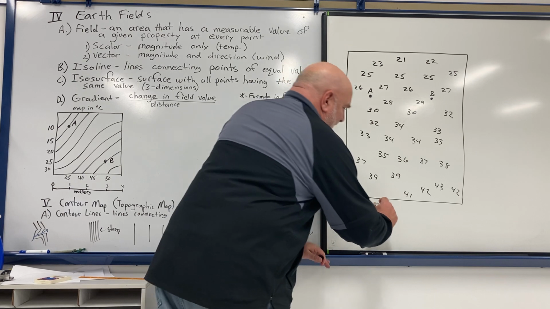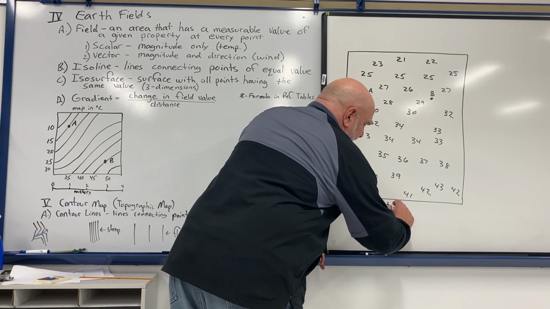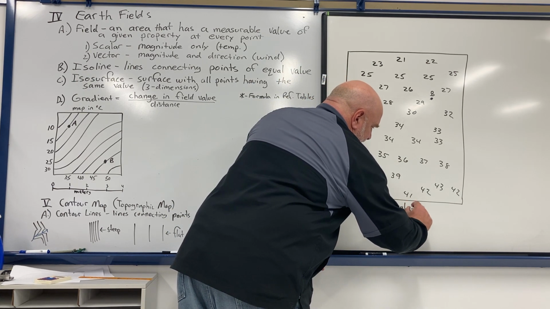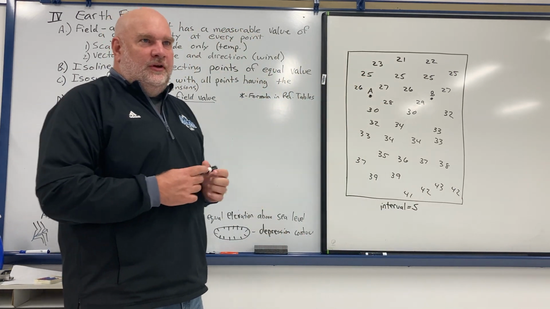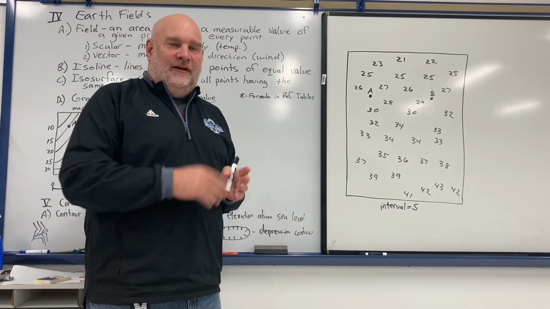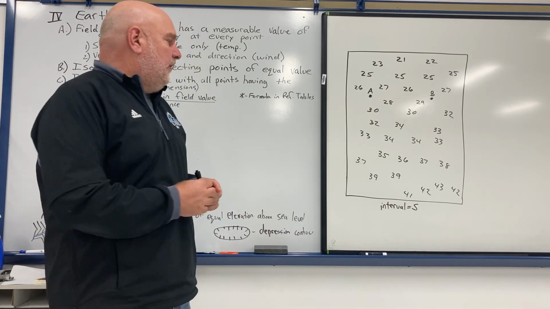So let's say on this map I use an interval of 5. What that means is I'm going to draw a line for multiples of 5, like 5, 10, 15, 20, and so forth.